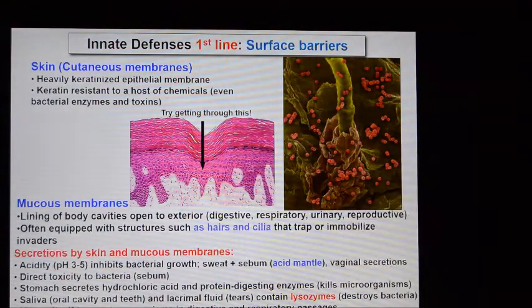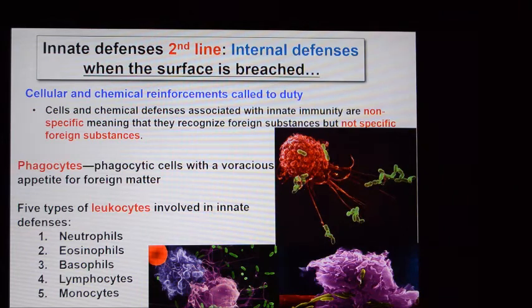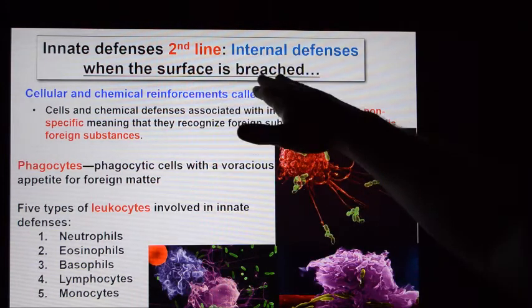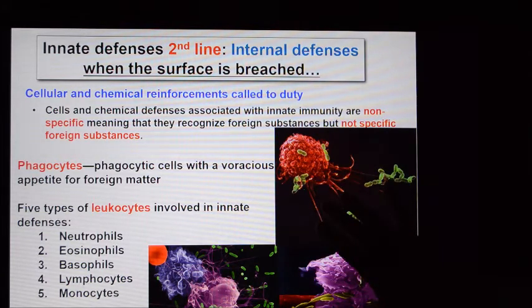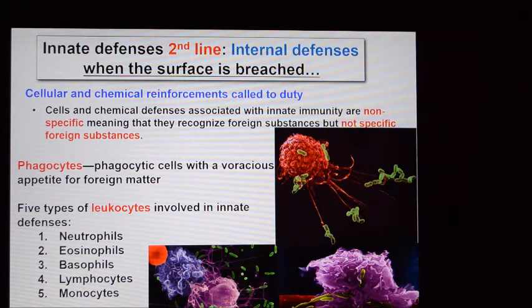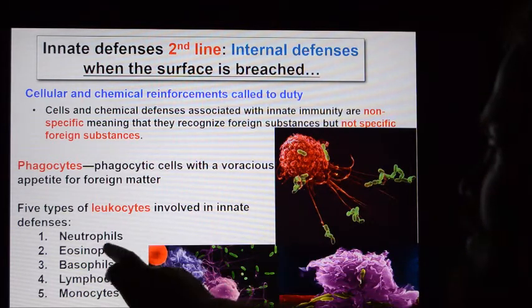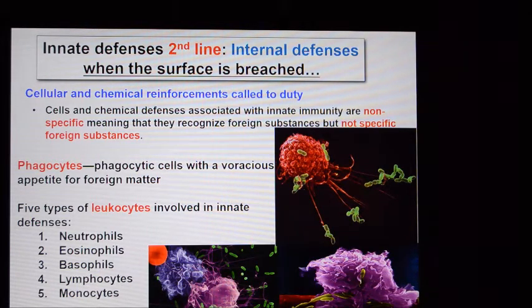Innate defense is the first line of defense. The second line of defense are internal defenses. So when your surface areas are breached, you have to have other cells that can come in and do the job. Now, these are still non-specific. They will attack everything equally. Your big phagocytic cells are good at going in and attacking anything that's hurting you. Any bacterial infection or what have you, they'll go through and mop the floor with them. All of your leukocytes, like neutrophils, eosinophils, and basophils, will go in. It doesn't matter what's attacking you, and they will defend you.